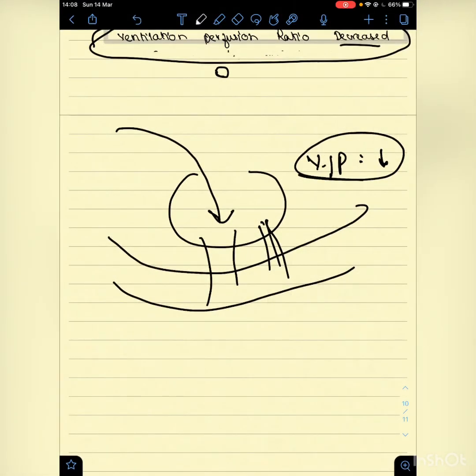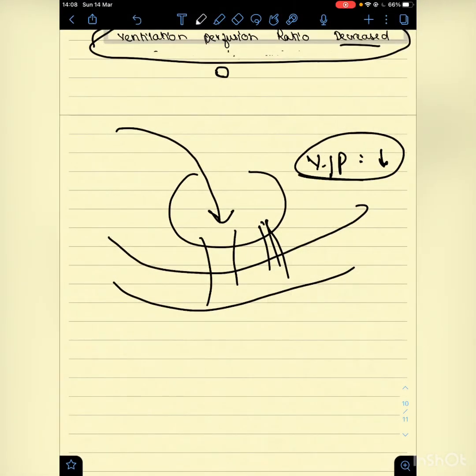So in zone 2, the alveolar pressure is less during systole and alveolar pressure is more during diastole. Why? Because during systole the pressure is of course high, so due to high pressure it is more than alveolar pressure, so the ventilation perfusion ratio is maintained, means during systole it is more, during diastole it is less.